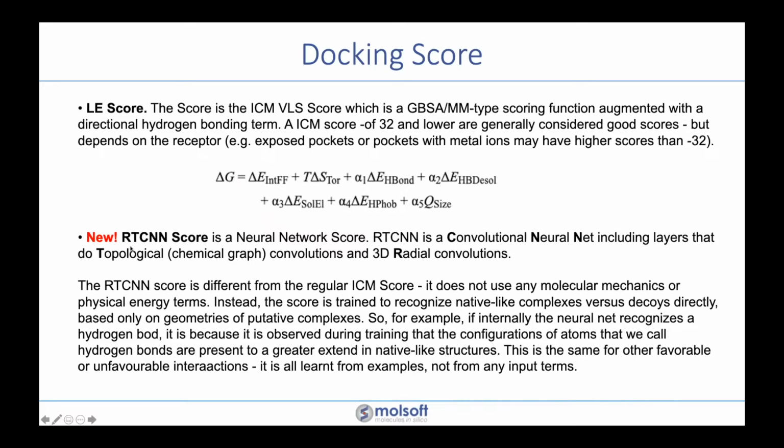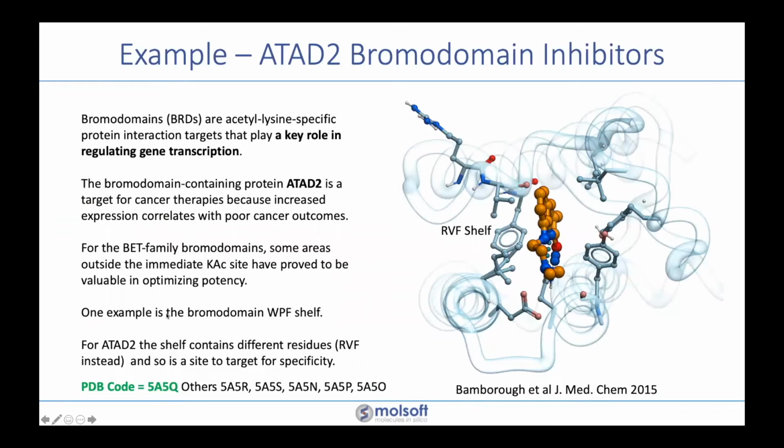It's a completely different score, and it's actually performing better than our original score. So you'll see both of those scores, and you can use both of those. So in today's example, we are going to look at the ATAD2 bromodomain. Bromodomains are acetyl-lysine specific protein interactions, and they play a key role in regulating gene expression.